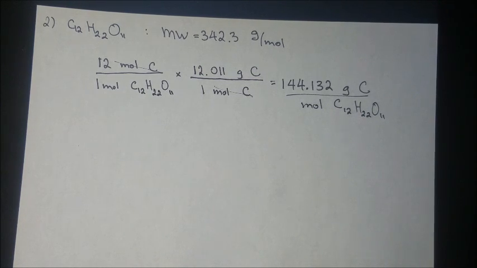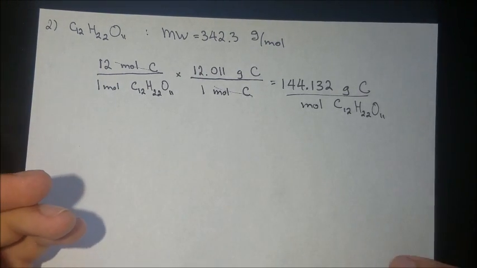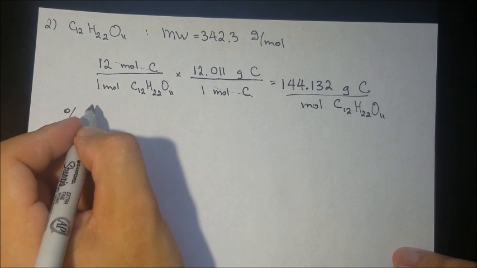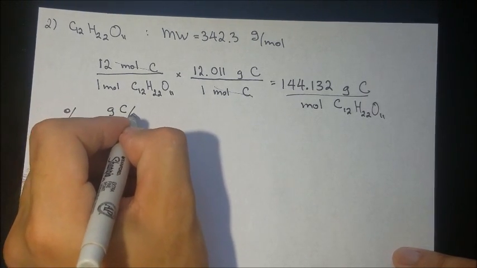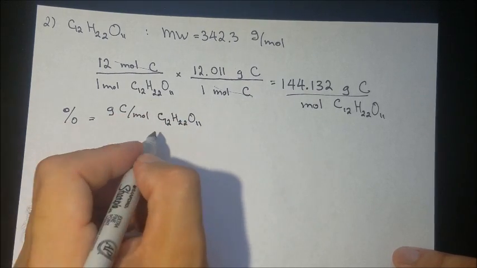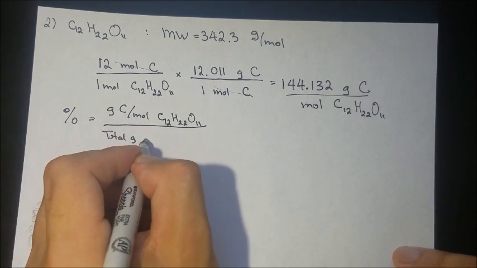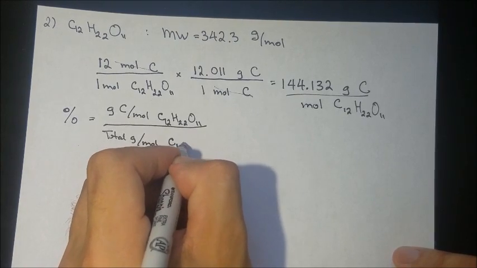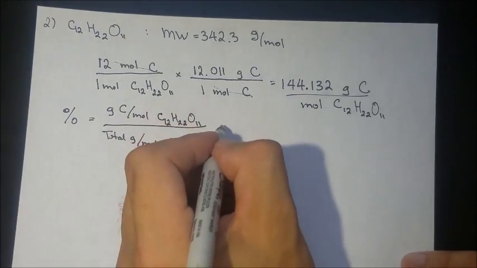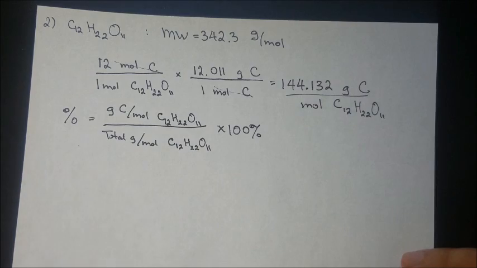Well, where do we go from here if we want a percent of the molecular weight for a mole of maltose? Well, all I'm going to say is that percent is just going to be the grams of carbon per mole of maltose per total grams per mole of maltose. That's all I'm doing. I'm just seeing how much of the total mass is carbon. And of course I'm going to multiply that by 100 so I can slap a percent sign on there and I have my percent. So what I'm going to do is just plug and chug.